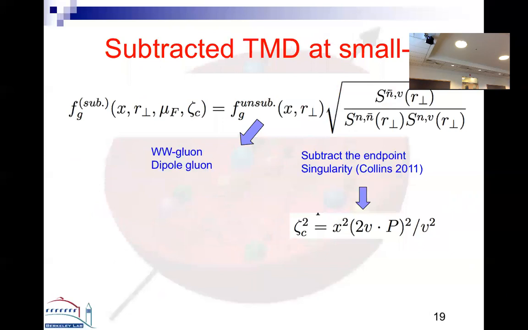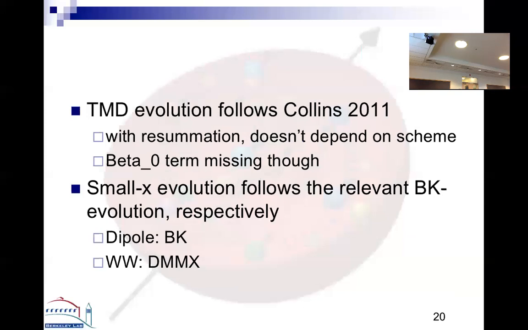So you have the unsubtracted gluon distribution, and then you have the subtracted one with the rapidity singularity. And that's the subtracted gluon distribution. So this will be, if I have small x, like the normally defined Weizsacker-Williams gluon distribution or dipole gluon distribution. But when you really do a perturbative calculation, you find that you have a subtraction, the continuum, and then the endpoint singularity, then you get the energy dependence, that you have TMD or whatever. So TMD evolution, here is actually some very subtle issue. TMD evolution will follow Collins 2011 with resummation. This actually depends on the scale, so if you choose a different scale, you get a different result.